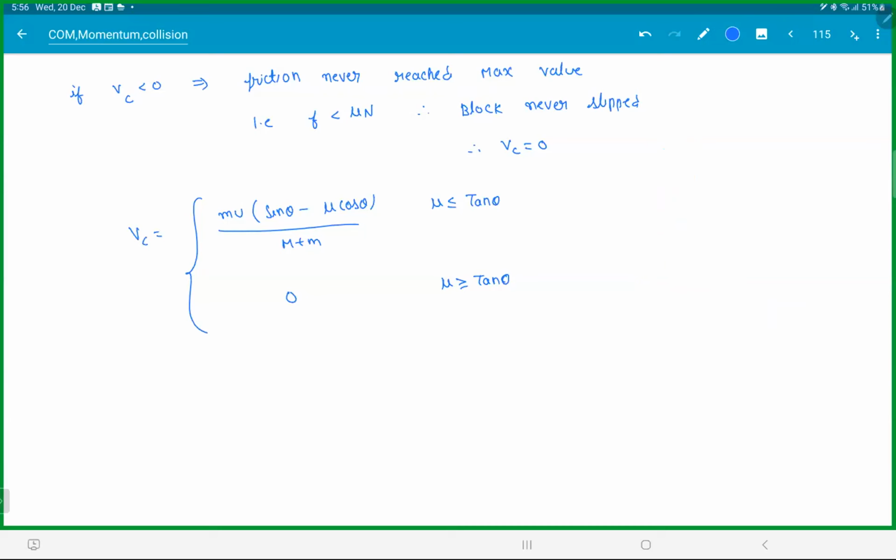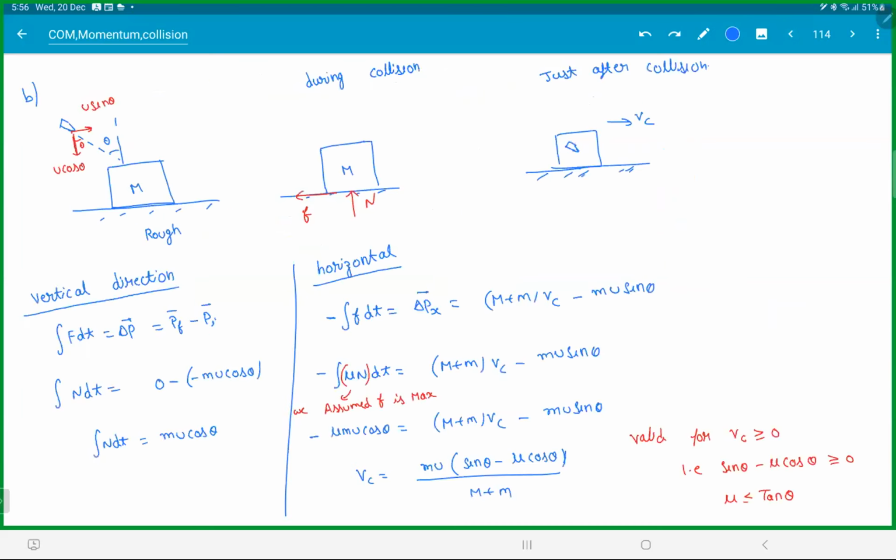That is one thing you have to be careful about. You can't take Vc negative here. Please check the steps. This is how you handle an impulse problem. We're going to see something like this again, one more in collisions. And again, you will see something like this in rotation. Impulse problems are a different category only.